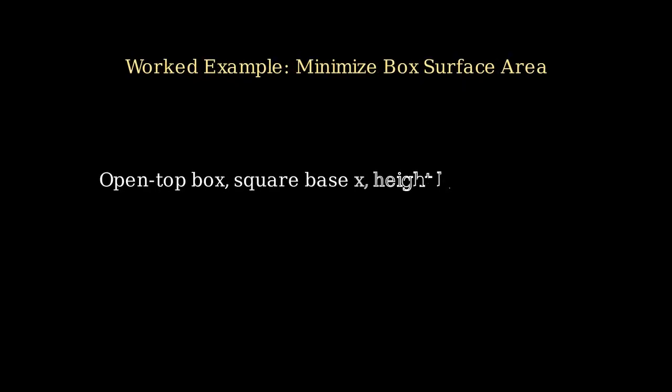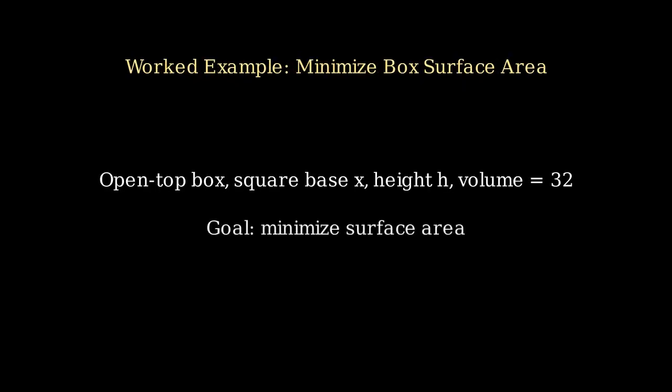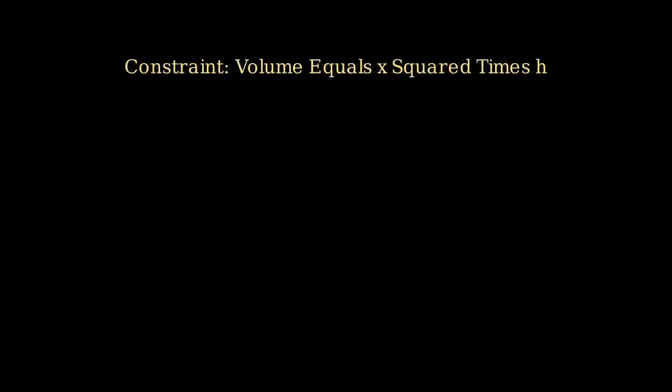Let's apply this to a worked example. We have an open-topped box with a square base of side length x and height h. The volume must equal 32, and we want to minimize the surface area. The constraint is that volume equals x squared times h, and this must equal 32. Solving for h, we get h equals 32 divided by x squared.